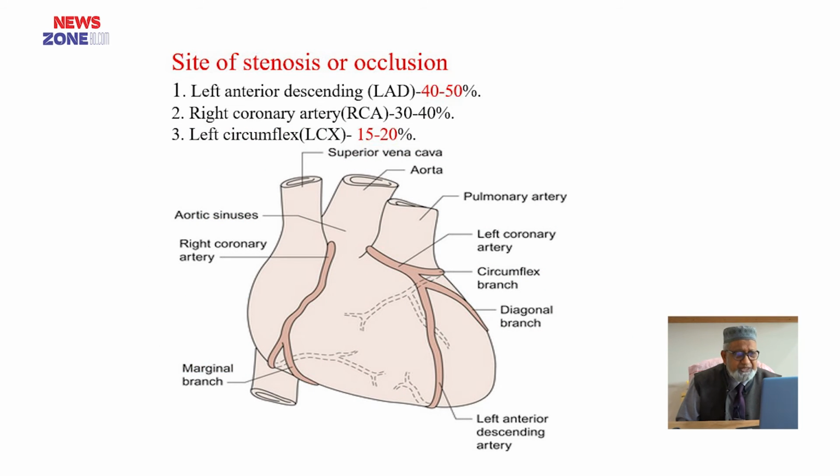If you see the picture, the site of myocardial stenosis or occlusion mostly occurs in the left anterior descending artery, we call it LAD, in more than 50%, the right coronary artery is about 30 to 40%, and the left circumflex artery is about 15 to 20%.